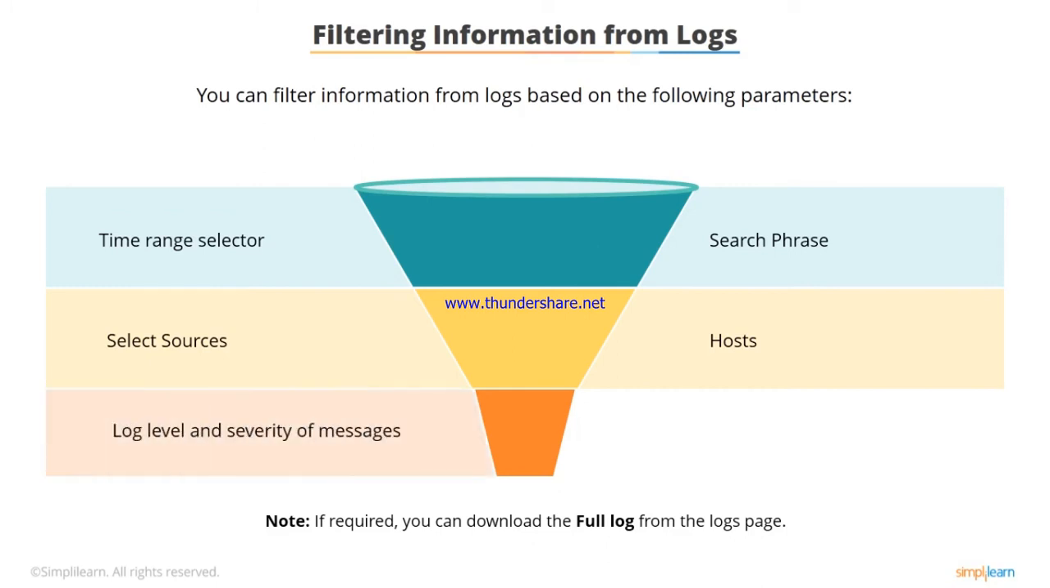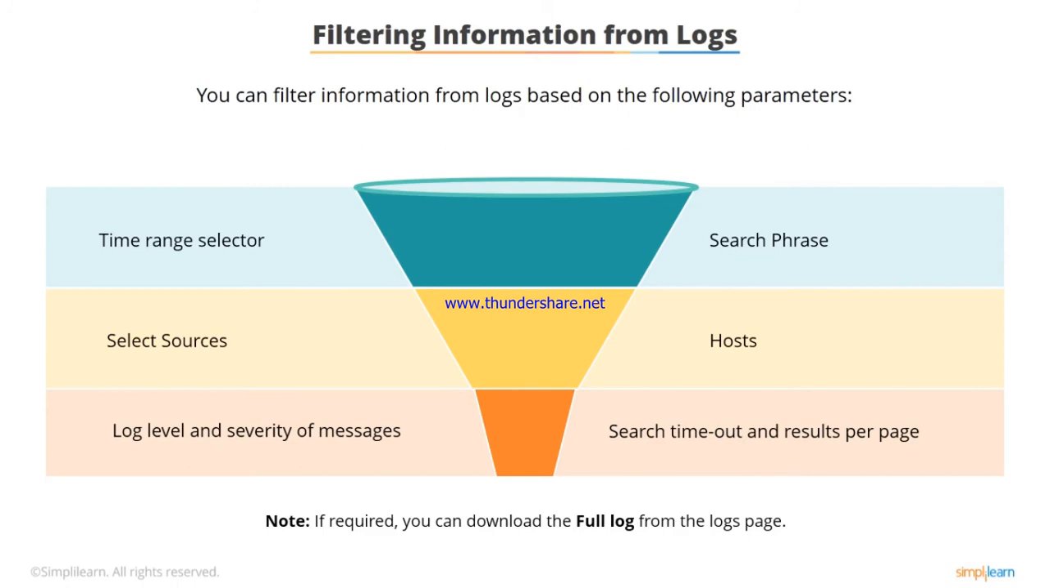Log level and severity of messages. You can filter information based on severity of messages, such as warn, fatal, error, debug, and so on. Search, timeout, and results per page. These parameters allow you to control timeout of search option and the number of results that should be displayed per page. Note that if required, you can download the full log from the Logs page.